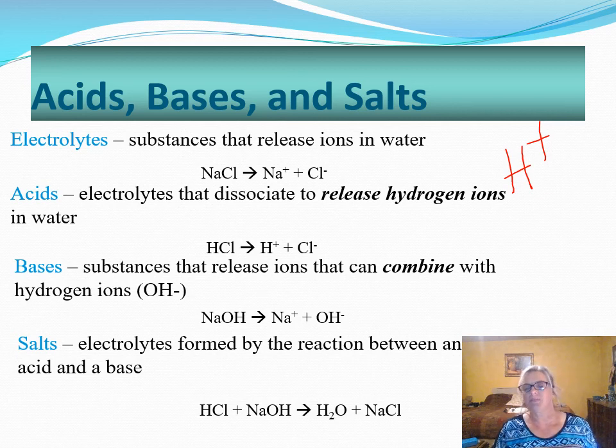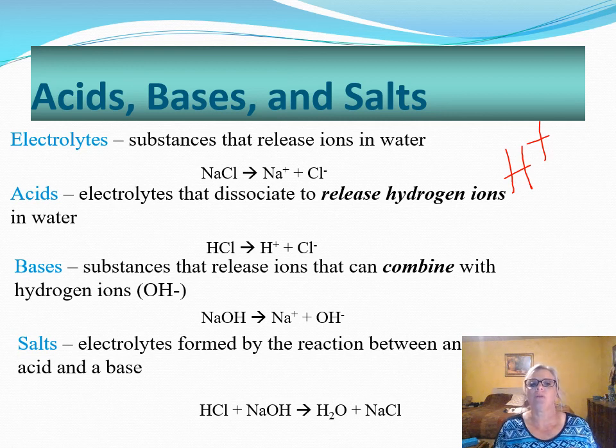Bases are going to be substances that release ions that can soak up or combine with the hydrogen, and that's going to be hydroxide, and that is OH negative. OH negative is hydroxide, and so they're going to make things more alkaline or more basic in the body. And so this is part of the way that we can help buffer things in our body, meaning that we can keep our pH within that normal range that we need to be healthy.